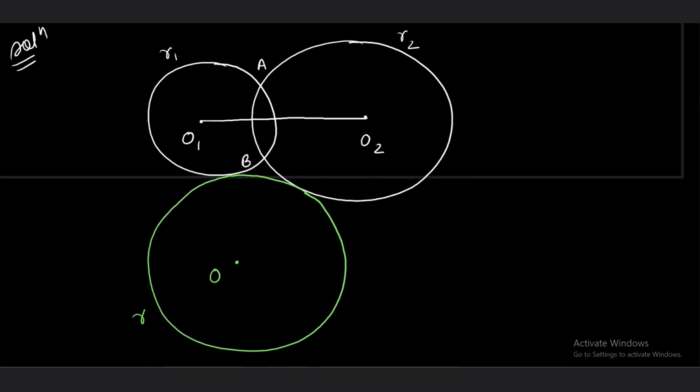Further, if I join A and B, अगर आप A and B को join कर रहे हैं, तो AB जो chord आपको नजर आ रही है, that chord further intersects the circle C3 at P and Q. ठीक है, so ये रहे points P and Q, and the chord PQ, and the arc PQ subtends an angle of how much? 120 degree at the center of the circle. So this angle is 120 degrees.